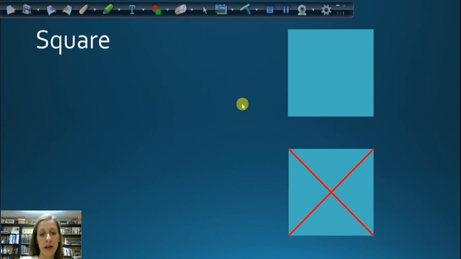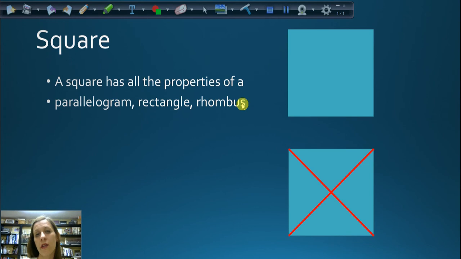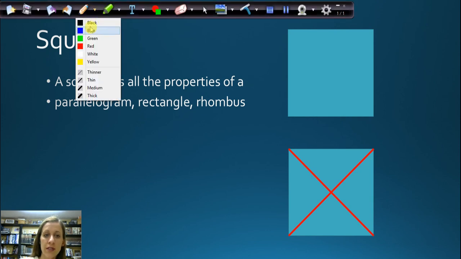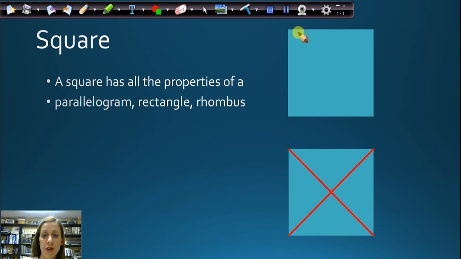The last shape is a square. A square uses all the properties from a parallelogram, a rectangle, and a rhombus. And so when we put those properties together, it makes a square kind of unique. So the things that you should know about a square is, first of all, opposite sides are parallel. It's going to have four right angles, which come from the rectangle. It's going to have four congruent sides, which come from the rhombus.